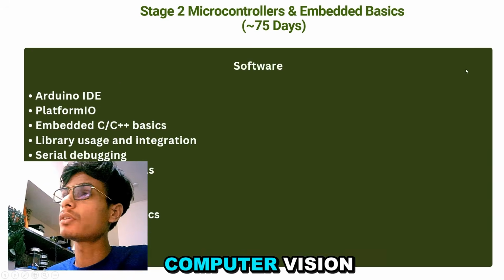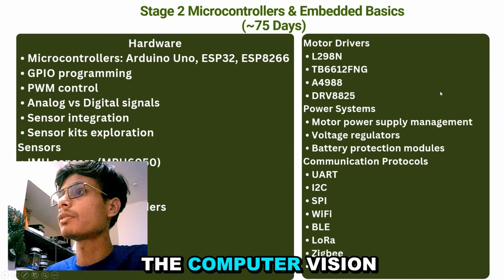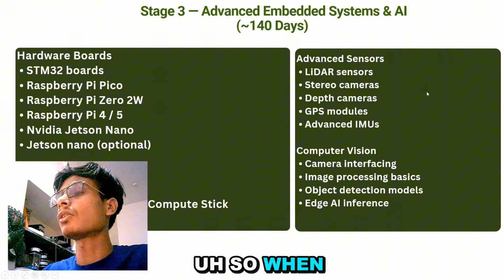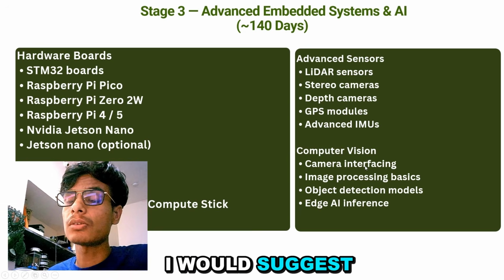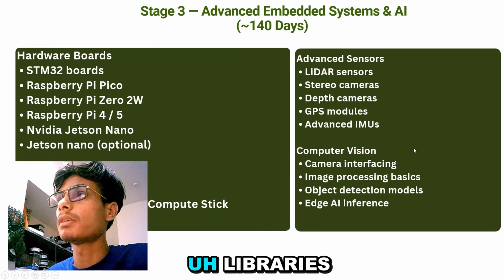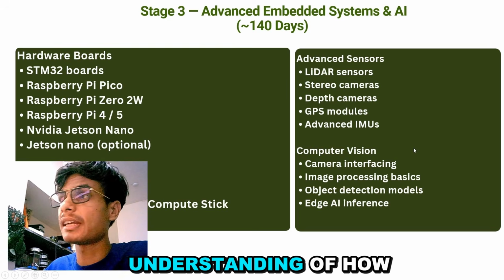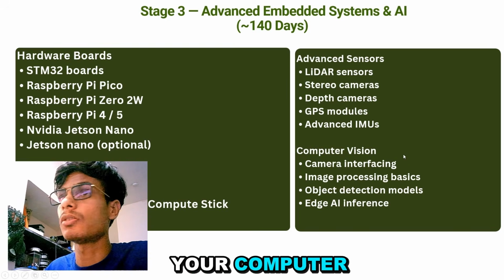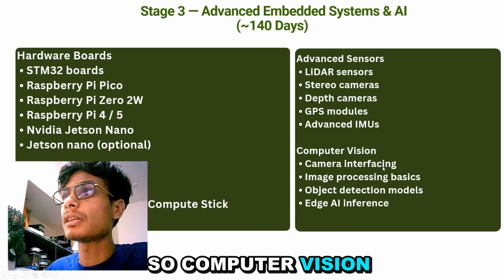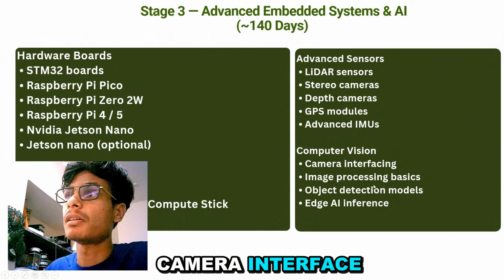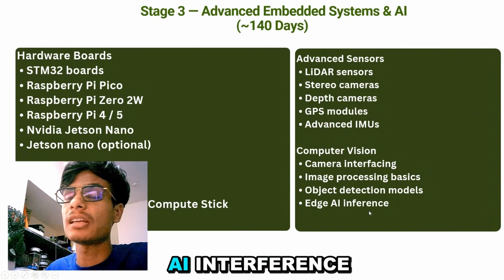After this, next is computer vision. When we are talking about computer vision, this is very important. In computer vision, I would suggest you try to go with OpenCV or computer vision libraries. Get a basic understanding of how you can integrate that with your SBC, when we are talking about Raspberry Pi. So computer vision, like camera interface, image processing, object detection, edge inference.